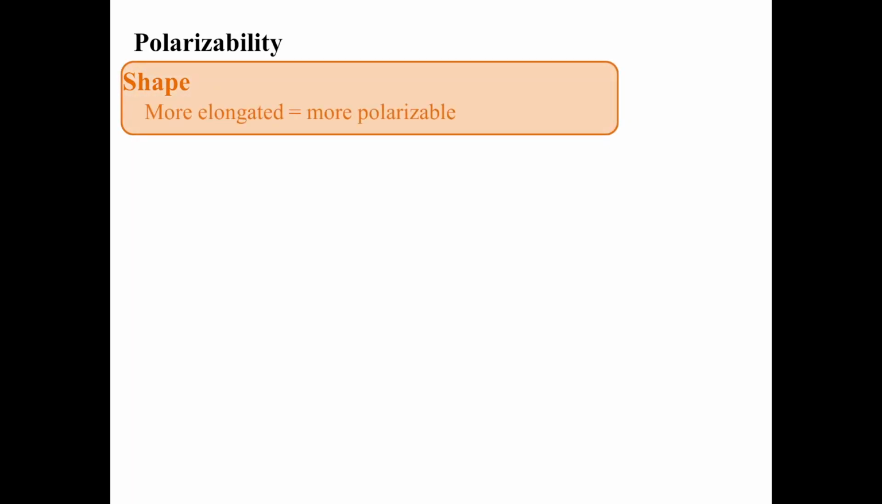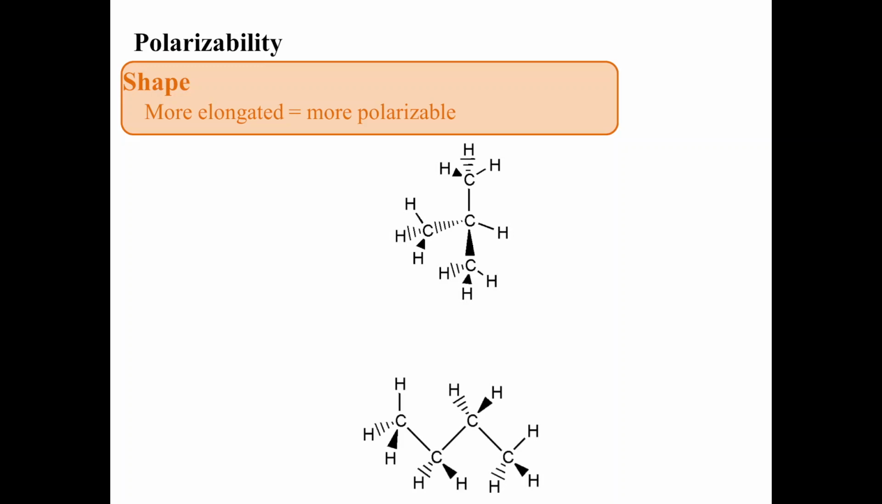Then our last step for determining polarizability is to deal with the shape. The more elongated a molecule is, the more polarizable it is. What we mean by elongated is whether a molecule is more balled up or more spread out. Both these molecules have the molecular formula of C4H10. The top one is 2-methylpropane, so we can see that it's a little bit more scrunched up. And the bottom one is n-butane, and it's a little bit more stretched out or elongated.